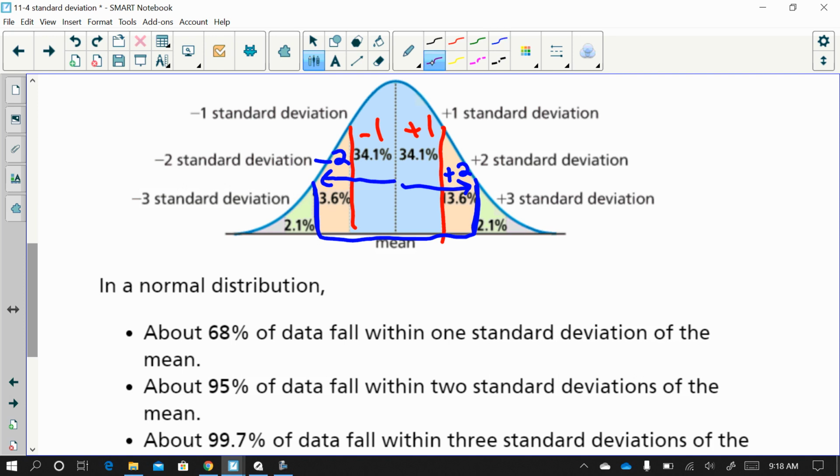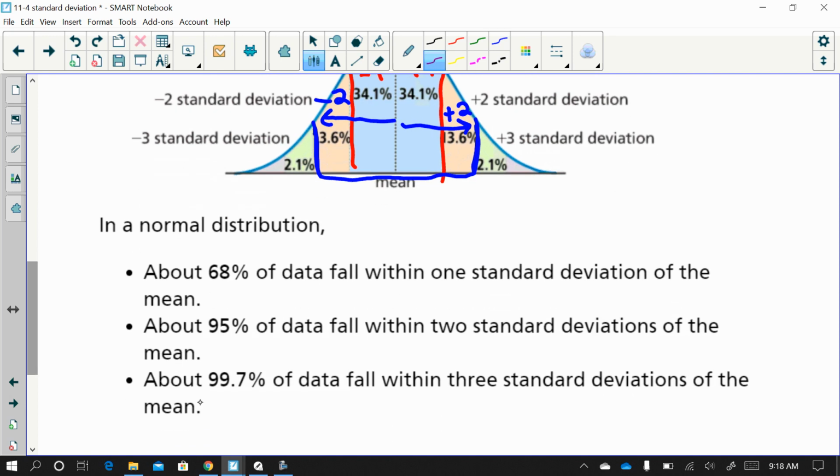And then finally, we have 3 standard deviations. About 99.7% of the data fall within 3 standard deviations. So that includes this whole area. From the mean to here is plus 3 standard deviations, and from the mean to here is minus 3 standard deviations.